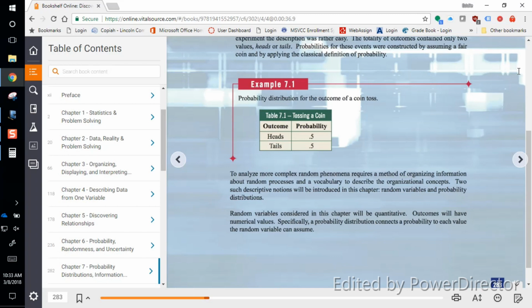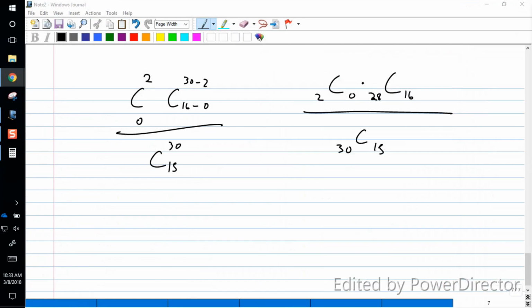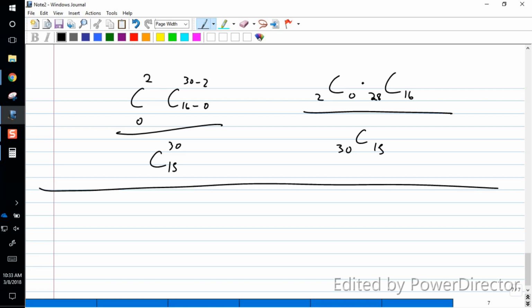All right, so we are on our way to different types of probability distributions. And a random variable is just what it sounds like. A numerical outcome of a random process.